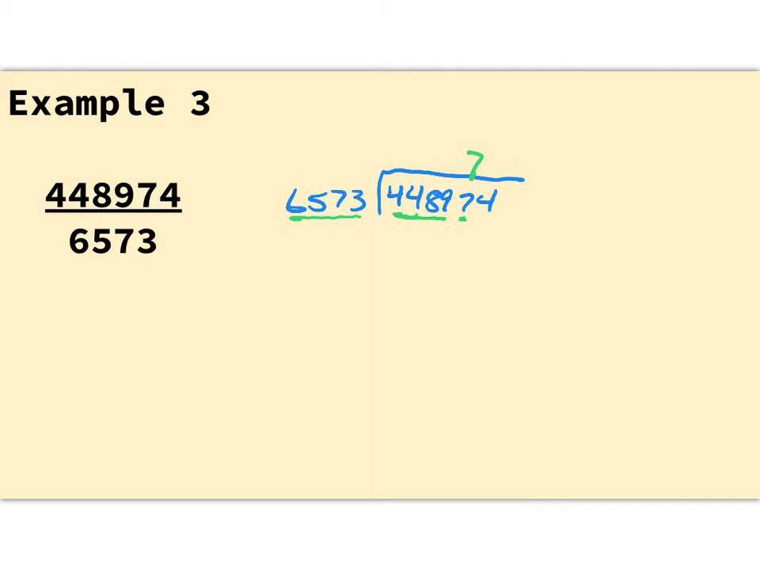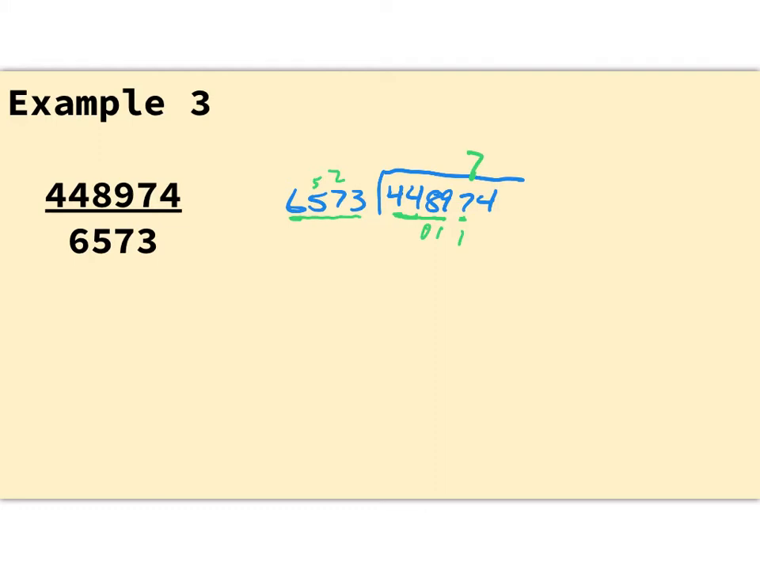7 times 3 is 21, write the 1. Carry the 2. 7 times 7 is 49 plus 2, which is 51. Bring down a 1, carry the 5. 7 times 5 is 35, plus 5 is 40.